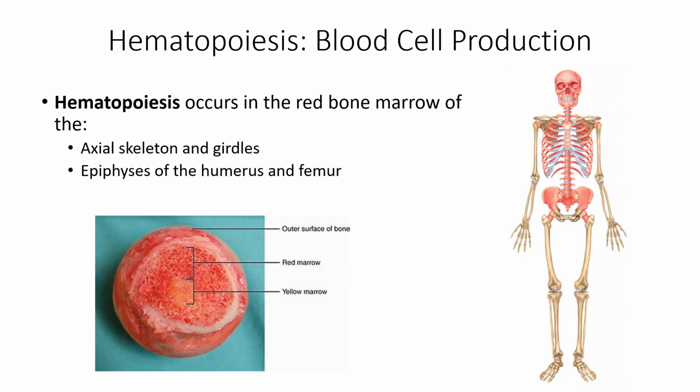Hematopoiesis, meaning the production of both white and red blood cells, or leukocytes and erythrocytes, is going to occur in the red bone marrow that's found within the axial skeleton and girdles, meaning the os coxae and the pectoral girdles, so the pelvic girdles and the pectoral girdles, and the epiphyses of the humerus and femur, so the ends of the femur bones and the ends of the humerus bones.